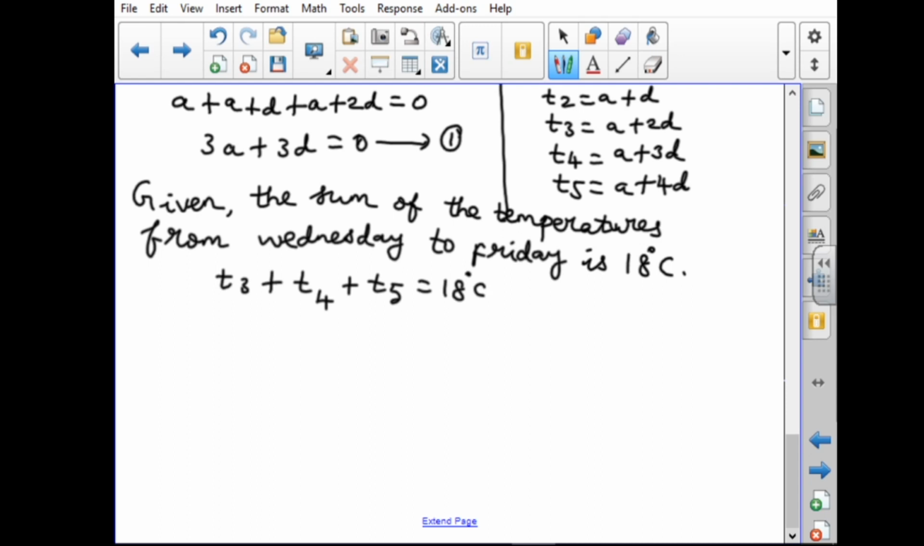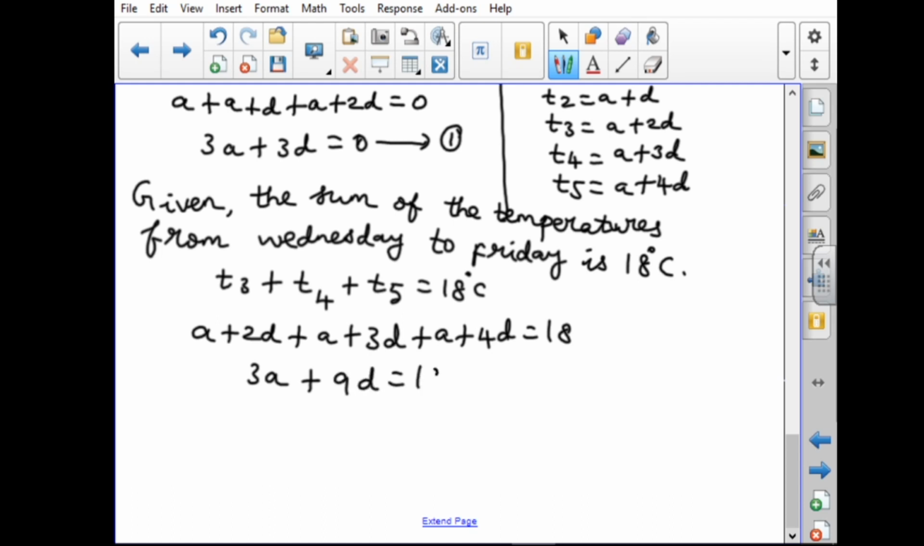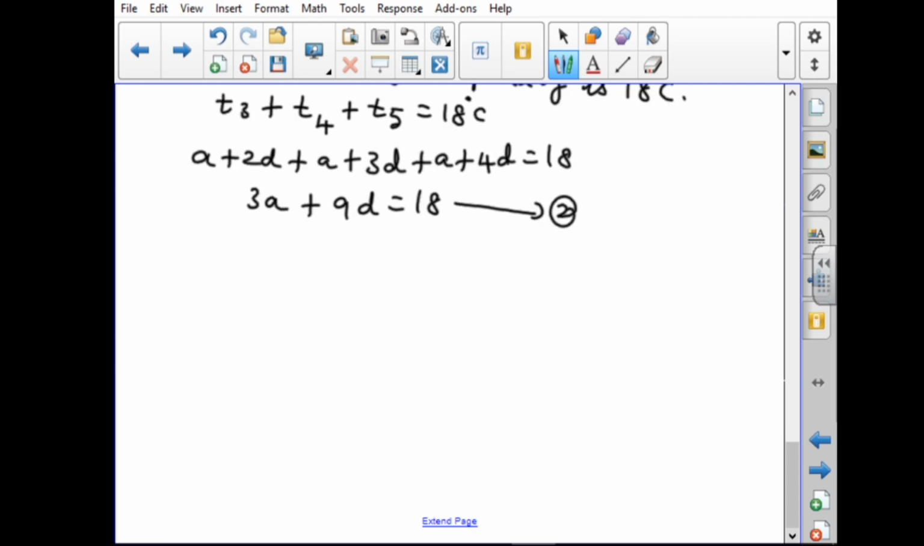In AP we have to substitute the values. T3 is A plus 2D, T4 is A plus 3D, T5 is A plus 4D, that is equal to 18. So we add these values and get 3A plus 9D equal to 18. This is equation 2. This sum can be done using 2 or 3 methods. I am going to use this method. Now I am going to solve this equation.